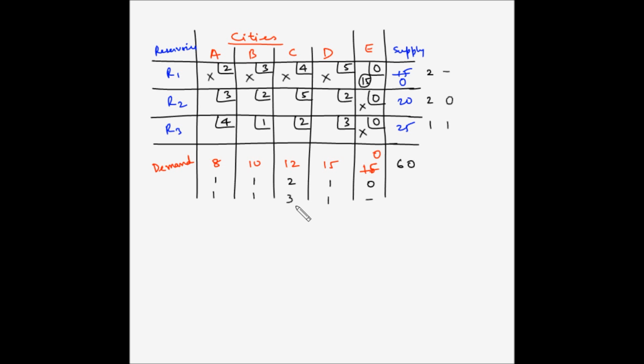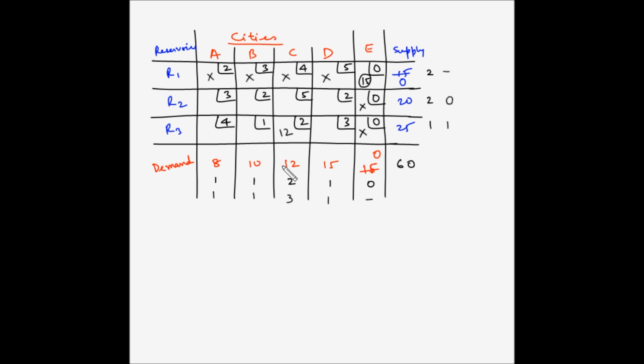Now the next step is to allocate the maximum number of units to the square with the minimum cost in the selected row or column. So the square with the minimum cost in column C is R3C with the cost of 2. So let's evaluate the supply and demand situation for this square. C has a demand of 12 units while R3 has a supply capacity of 25 units. So the maximum we can allocate to this square is 12.